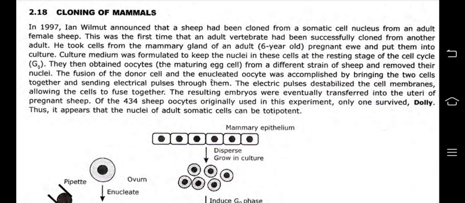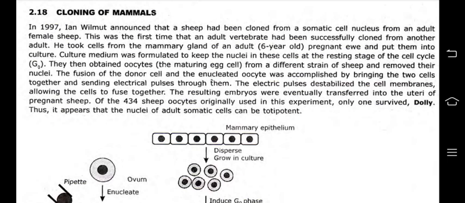The fusion of the donor cell and the enucleated oocyte was accomplished by bringing the two cells together and sending electrical pulses through them. The electrical pulses destabilized the cell membranes, allowing the cells to fuse together. The resulting embryos were eventually transferred into the uteri of pregnant sheep. Of the 434 sheep oocytes used in this experiment, only one survived: Dolly. Thus it appears that the nuclei of adult somatic cells can be totipotent.